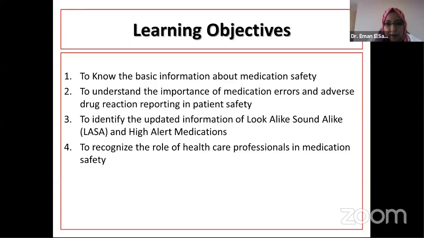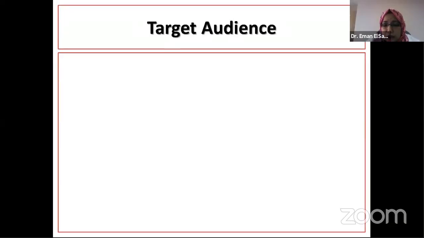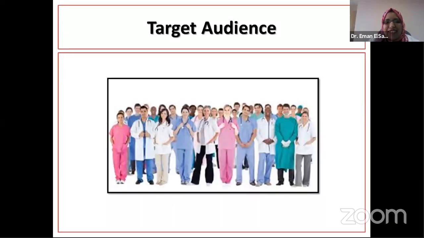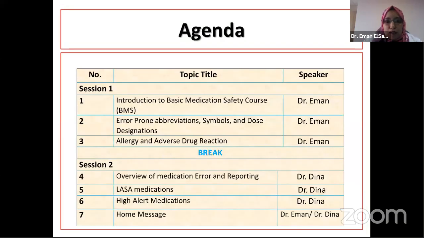In medication safety. Our target audience is you, all healthcare providers that are included in the medication safety process. This is the agenda for the course for today. We have two sessions. I will start with the first session. Each session will consist of three parts, and we will finally have a take-home message.